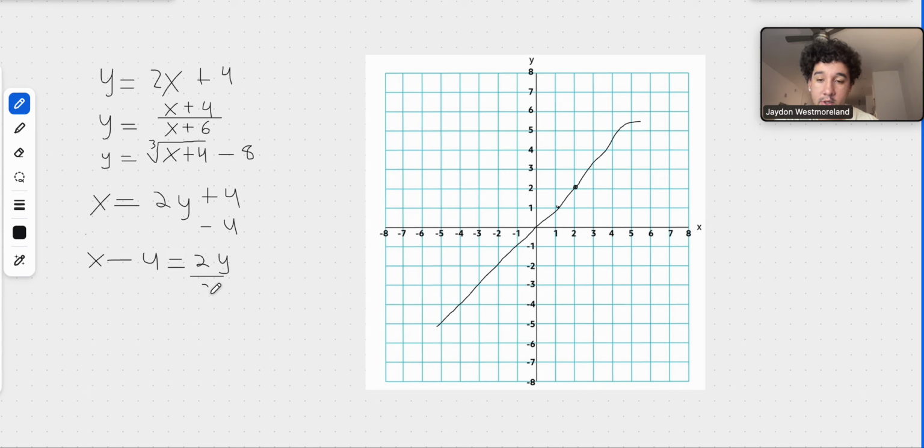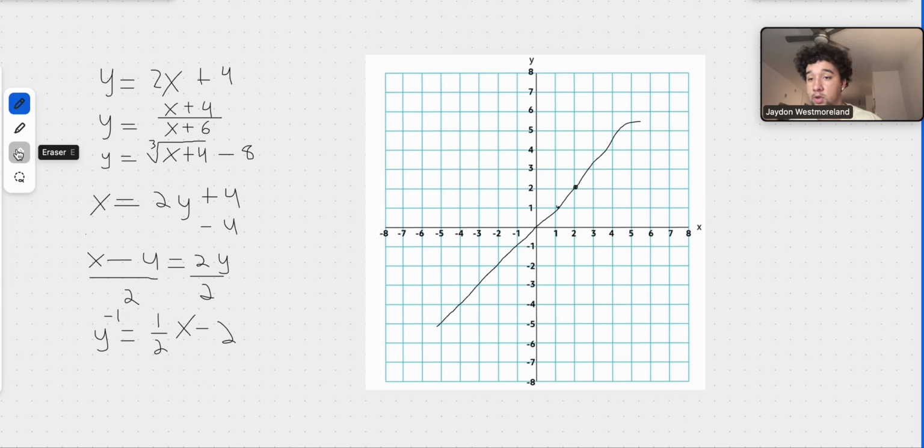Now I'm going to divide by 2 everywhere. And that's ultimately going to give me y is equal to 1/2 x minus 2. And the way that we usually show the inverse is by putting this -1 exponent right here. That shows inverse function. So what I'm going to do here is graph both of these and kind of show you the relationship.